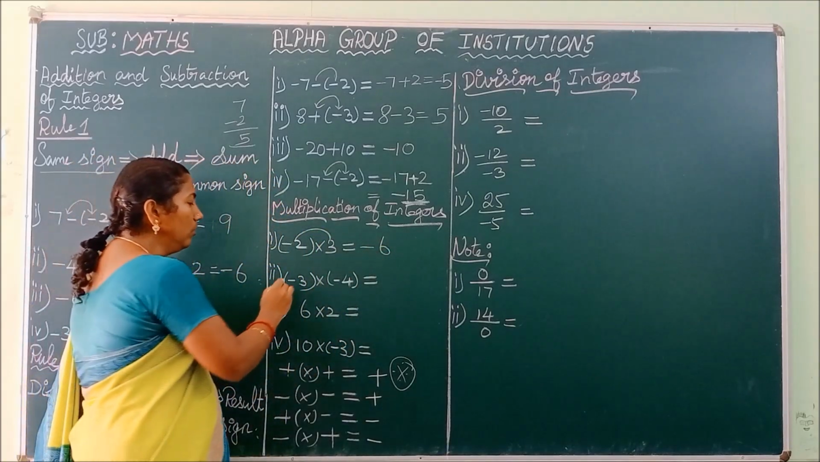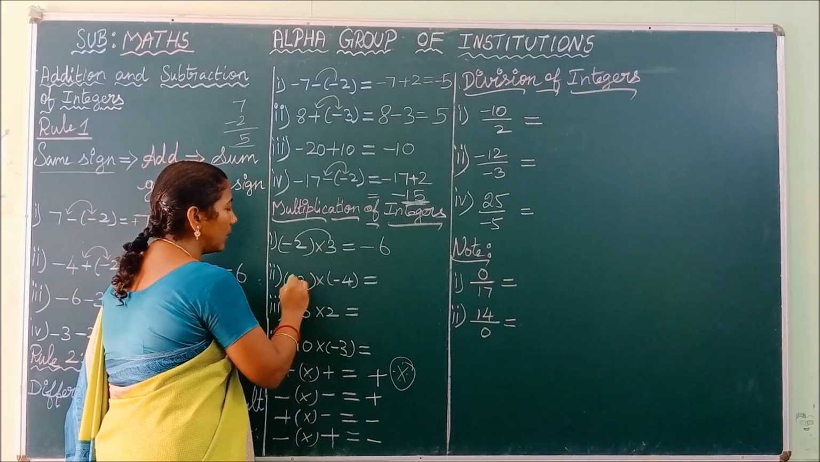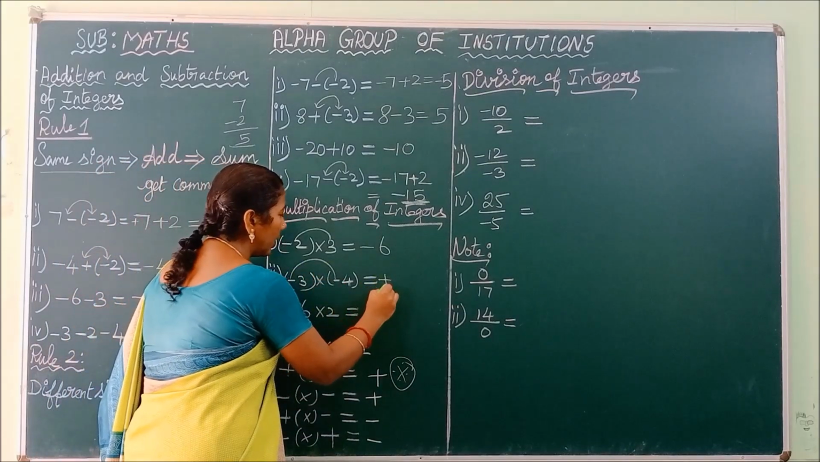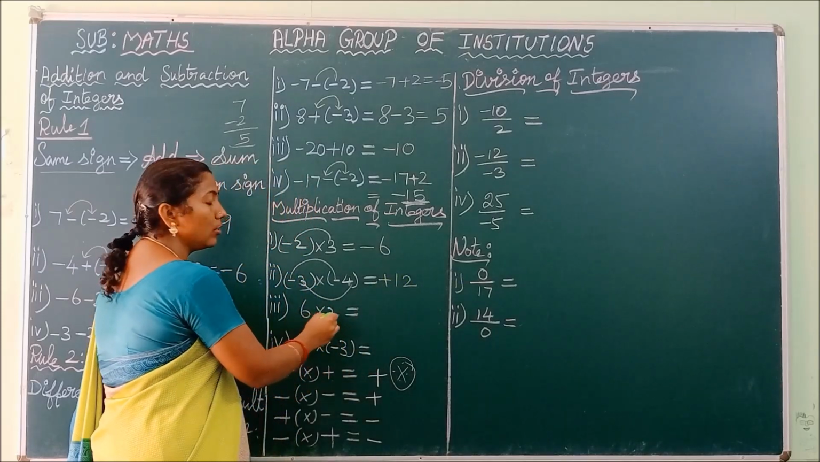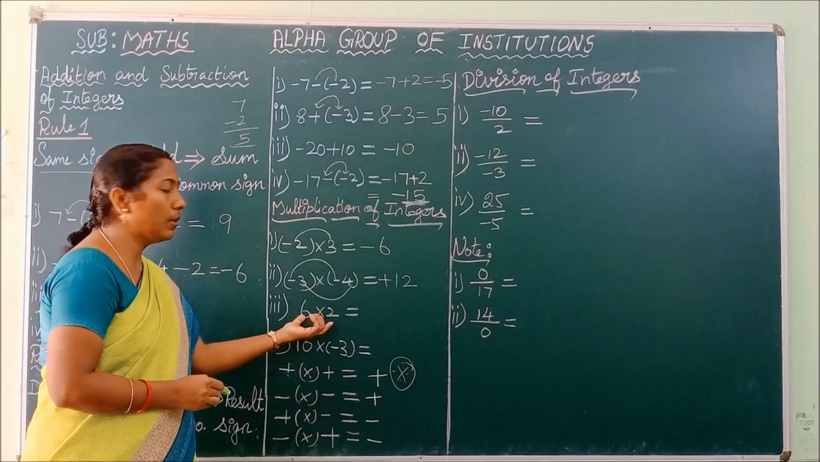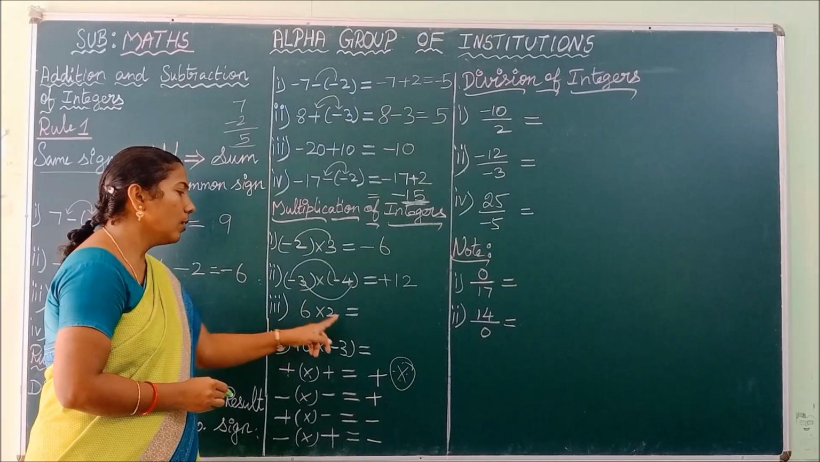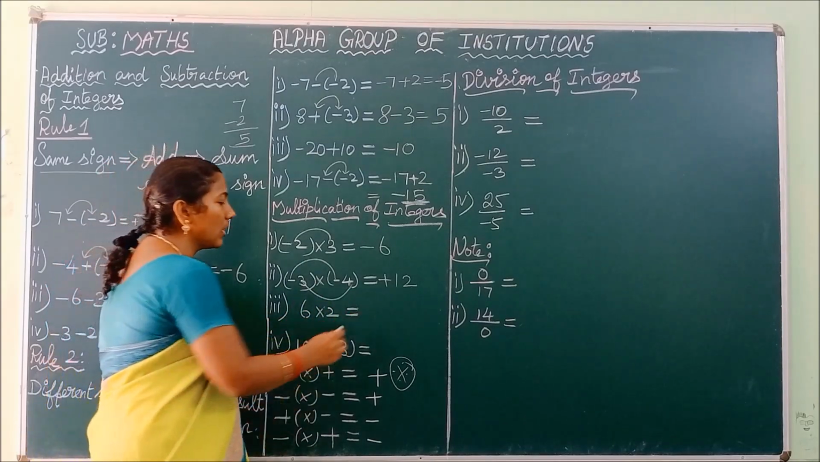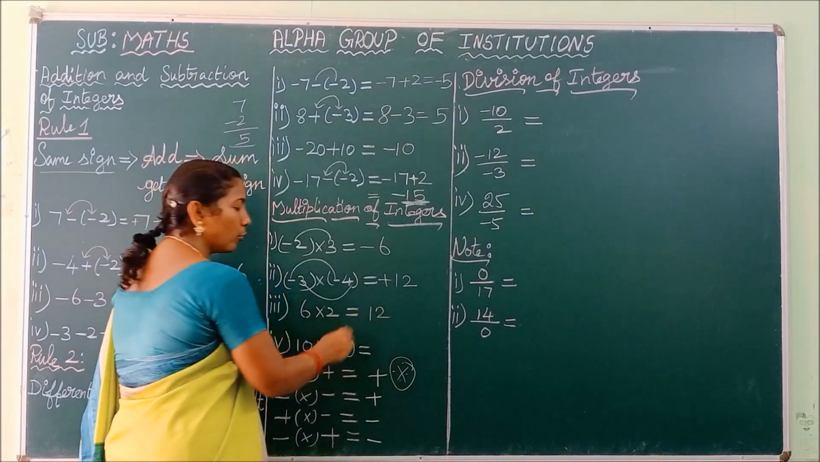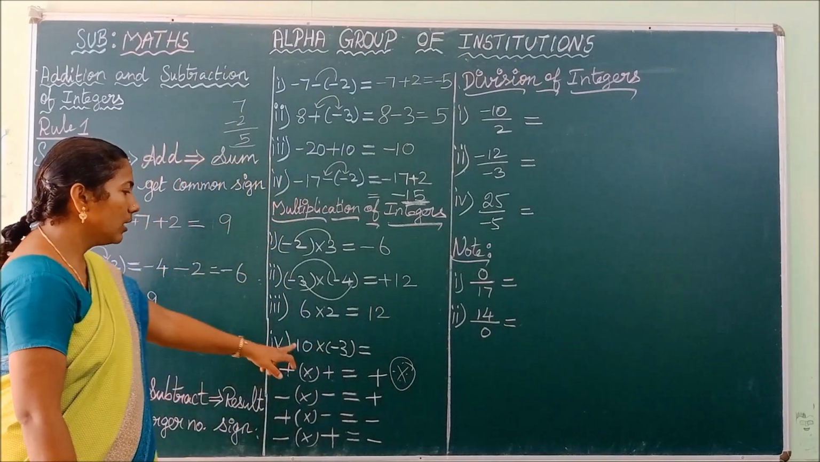See the next one. What are the symbols? Minus, minus. So minus into minus, plus. 4 3s are 12. See the next one. 6 into 2. This is the normal multiplication. What is the symbol for 6? Plus. What is the symbol for 2? Plus. So plus into plus, plus. 6 2s are 12. So our answer is 12 or plus 12. Both are correct.